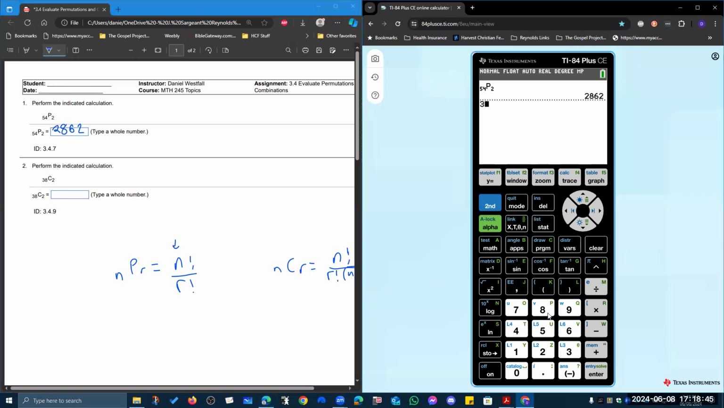Let's go ahead and let's try 38, and then math, arrow over to probability here. And we're going to do nCr, C for combination. And we're going to choose 2. And we see that there's 703.